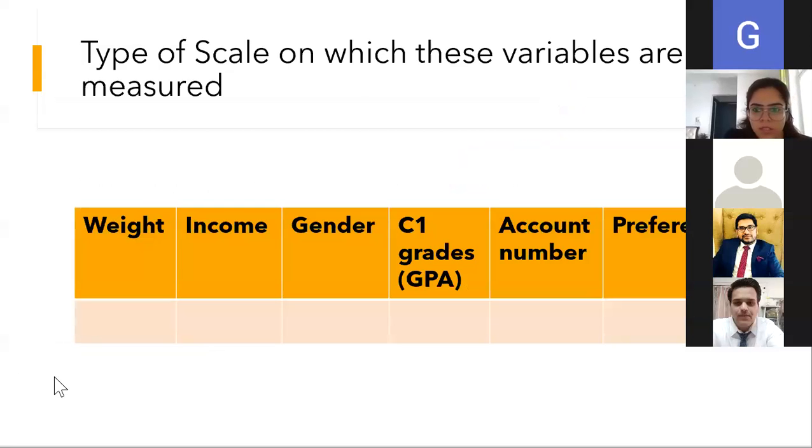Okay, and I think you'll be able to do this now. I'm just skipping the slide.